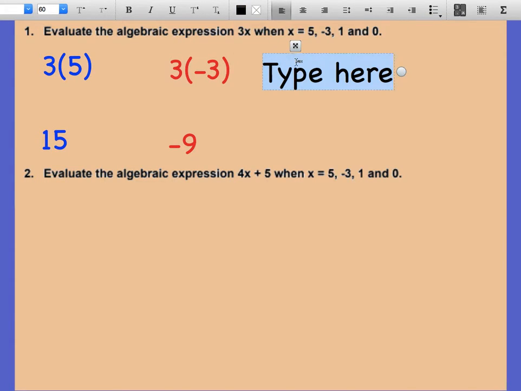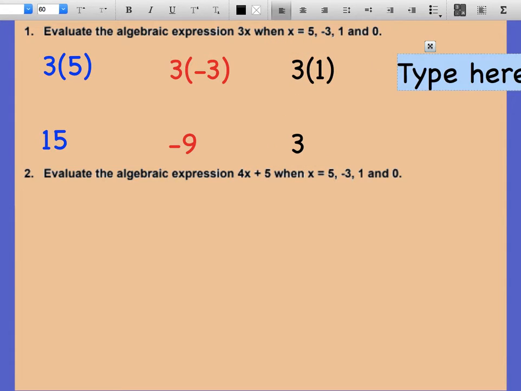Next one, 3, and then parentheses, our substitution, 1. 3 times 1, we get 3. Last one here, 3 parentheses, we're going to use 0 instead of x. 3 times 0, we get 0. So there's our 4 solutions there.